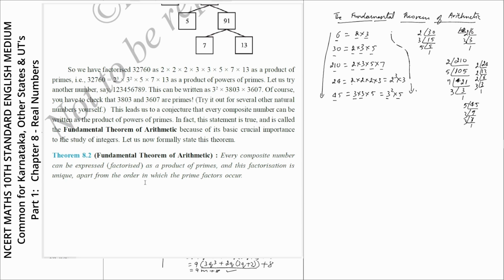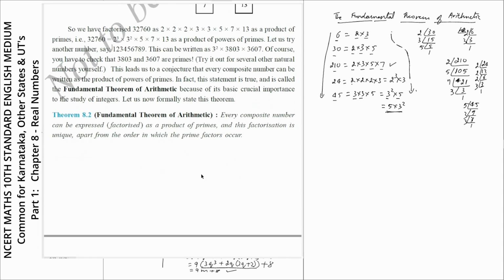And this is apart from the order in which the prime factors occur. So it doesn't matter whether, for example, the last one is 3 to the power of 2 into 5, this can also be written as 5 into 3 to the power of 2. The order doesn't matter here, but every composite number can be expressed as a product of prime numbers, and this factorization is unique. For no other number will you get 5 into 3 to the power of 2 except 45. Similarly, for no other number will you get 2 into 3 into 5 into 7 except 210. So all these are unique for those composite numbers.